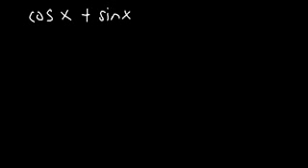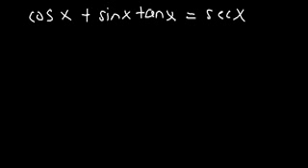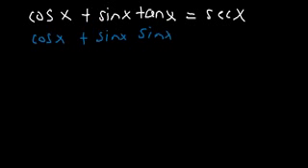Okay, so now let's work on verifying identity problems. Let's say if you have this, cosine x plus sine x times tangent x, and let's say that's equal to secant x. Prove that the left side is the same as the right side. So what we're going to do first is convert to sine and cosine. Tangent is sine x over cosine x.